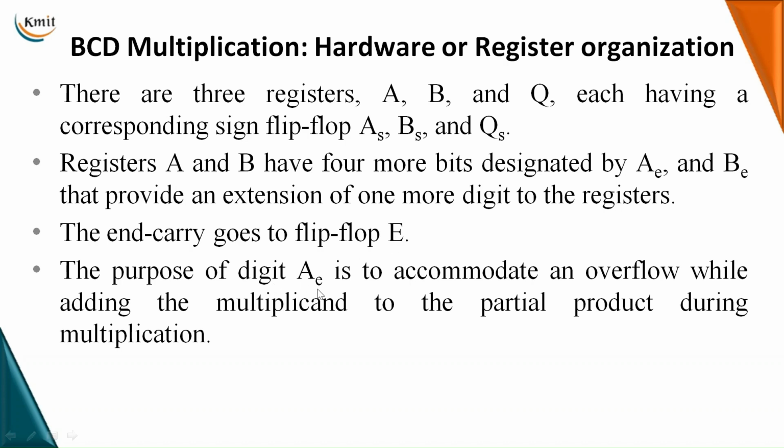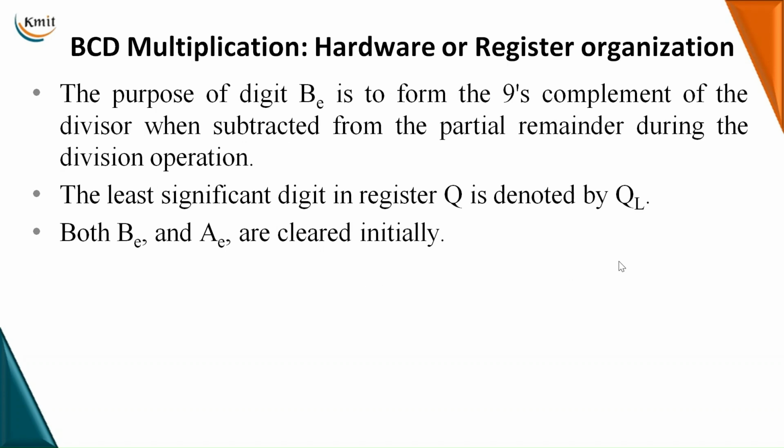The purpose of the digit AE in the hardware organization is to accommodate an overflow in case of multiplication, when you are adding a multiplicand to the partial product. The purpose of BE is during the division algorithm, to form the nines complement of the divisor when subtracted from the partial remainder. And the least significant digit of the register Q, this is not a bit, is denoted by QL. Both BE and AE are cleared to zeros.